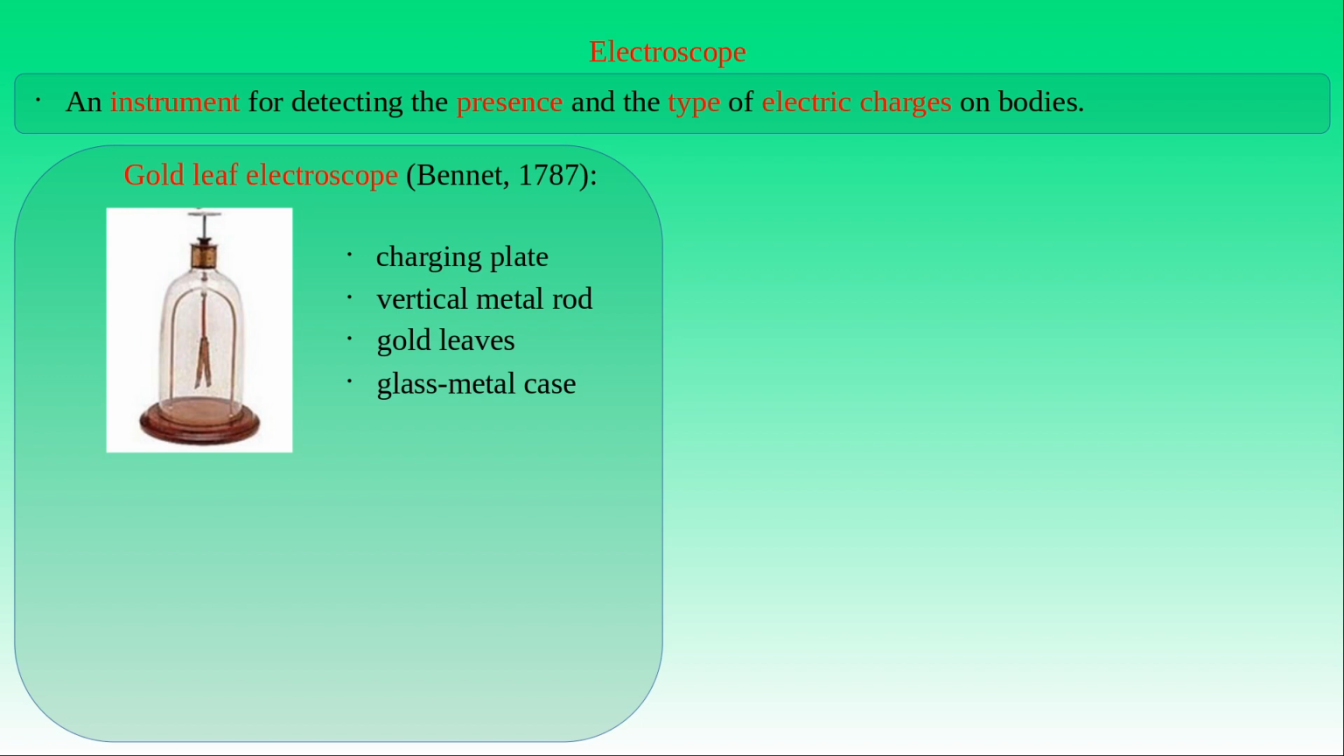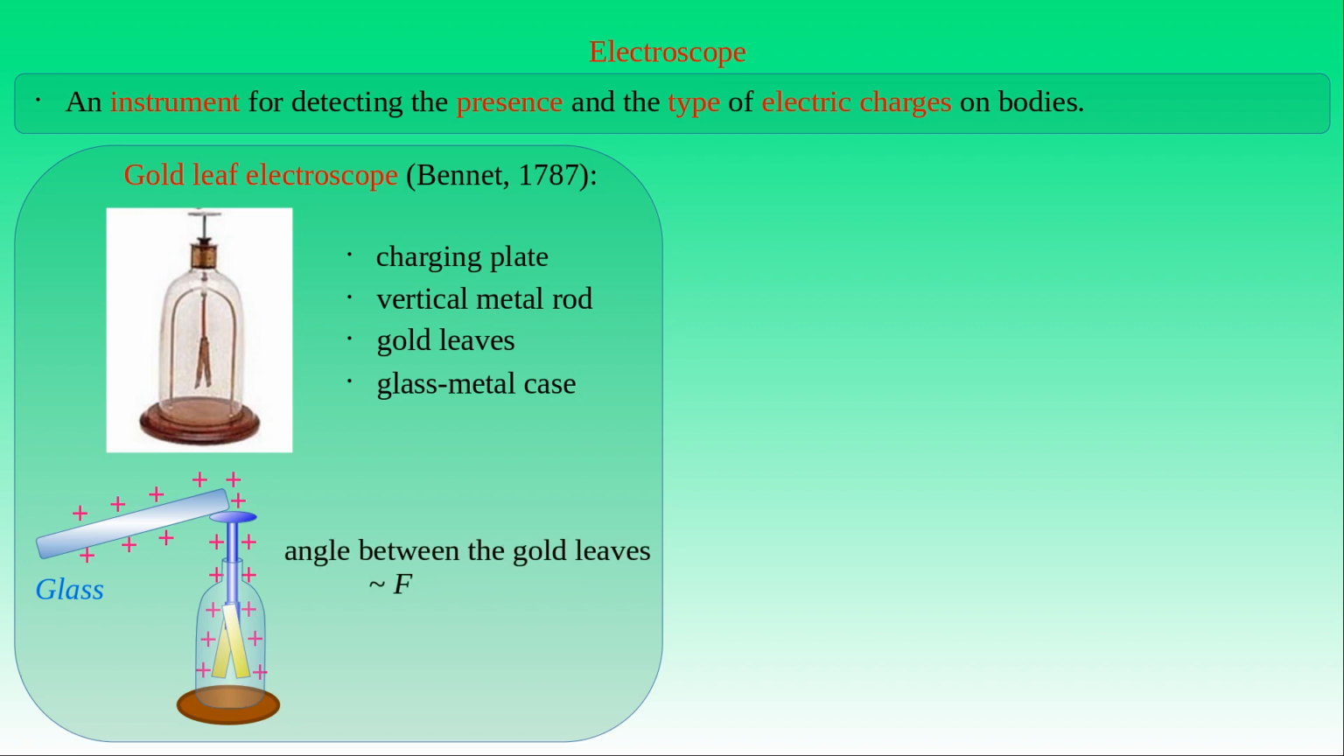If a charged body touches the charging plate, then the gold leaves spread apart, since the parallel strips with the same type of charge repel each other. The angle between the two golden leaves is proportional to the pair of forces pushing the leaves away from each other. The force is proportional to the amount of electric charge distributed on the surfaces of the leaves. This amount of charge is proportional to the charge transferred from the glass rod, that is, the charge of the body touching the plate of the electroscope.